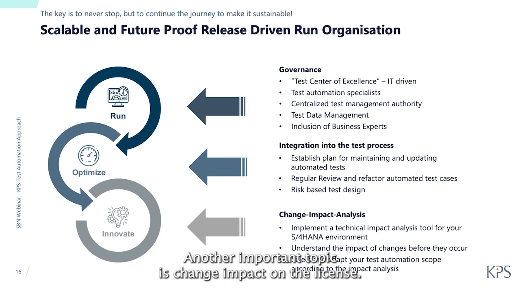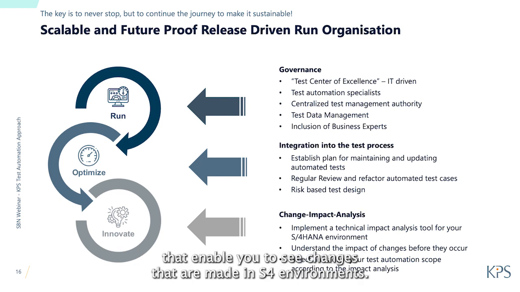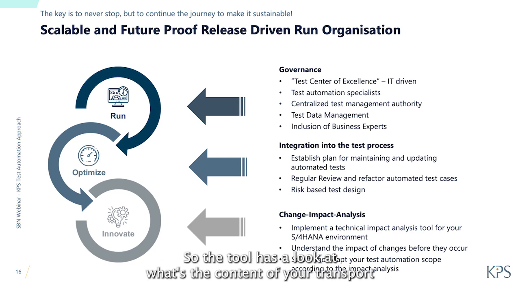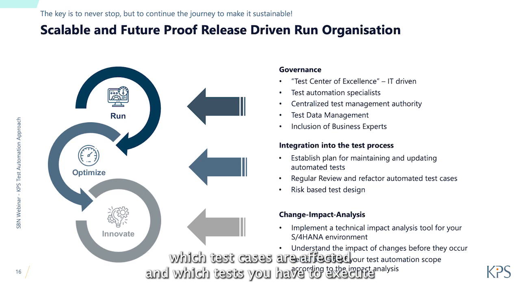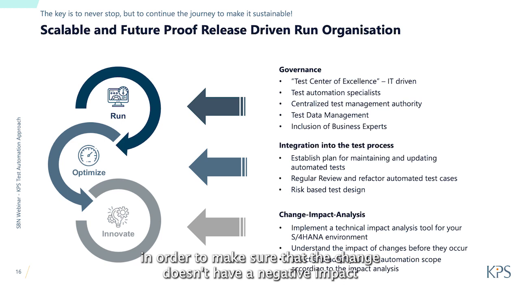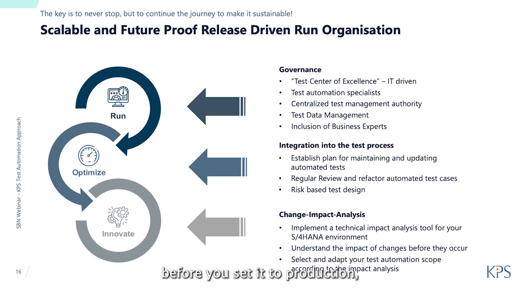Another important topic is change impact analysis. So to have a tool that helps you. There are some tools on the market, also from Tricentis, that enable you to see changes that are made in your S4 environment. The tool has a look at what's the content of your transport that is supposed to go in the system, and can tell you which test cases are affected, which tests you have to execute in order to make sure that the change doesn't have a negative impact, or even to see if it has a negative impact and to fix it before you set it to production.